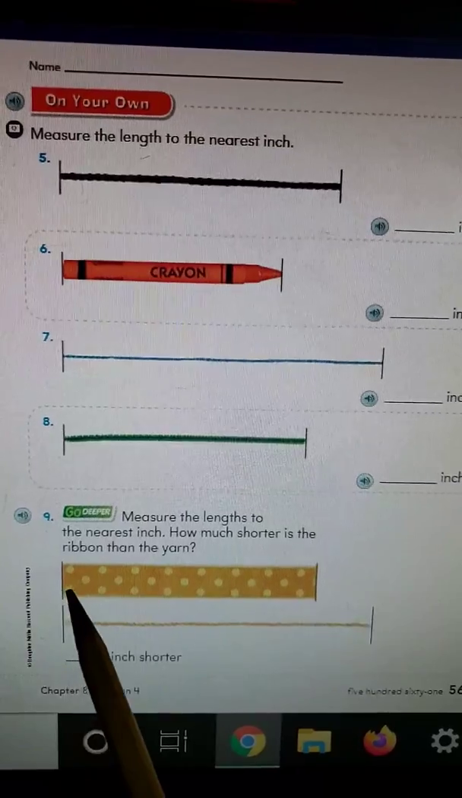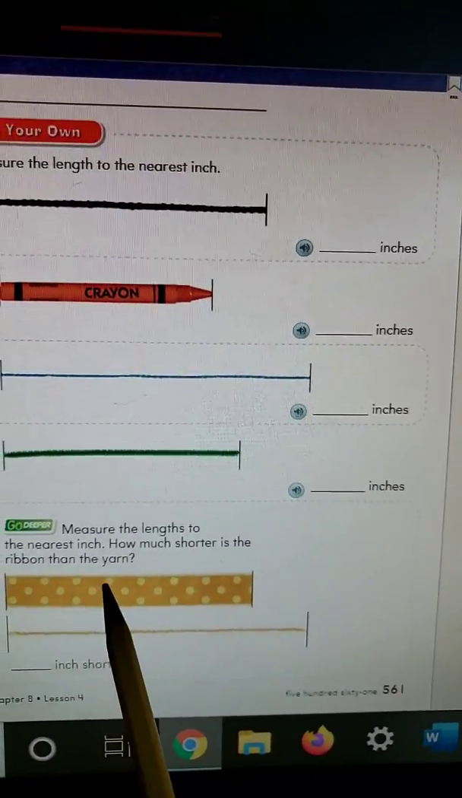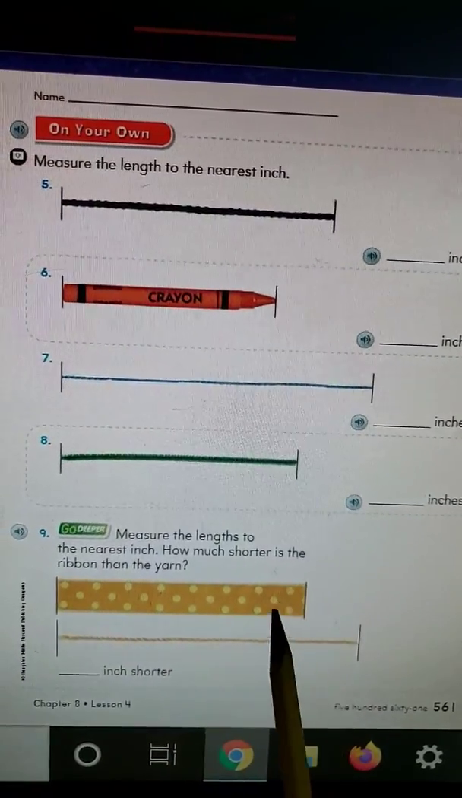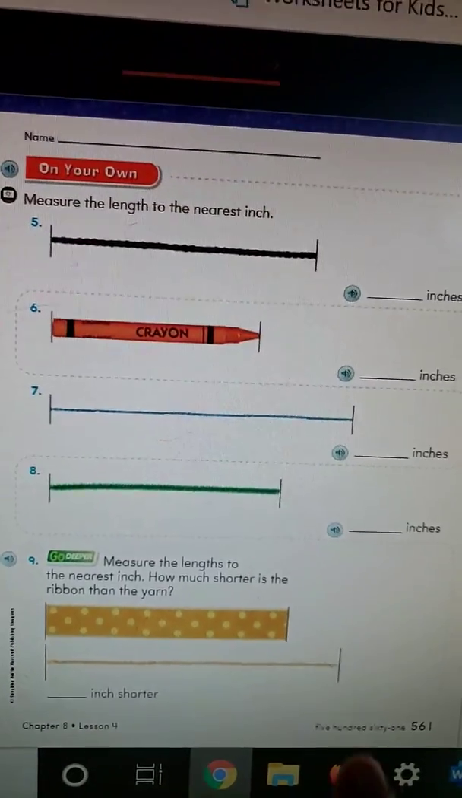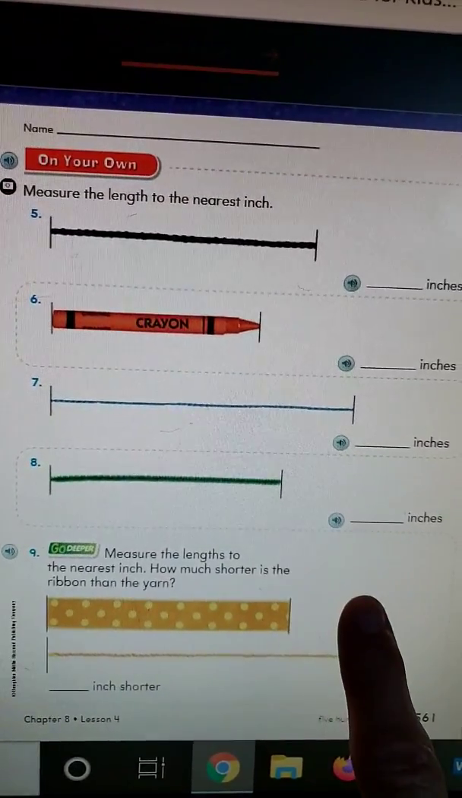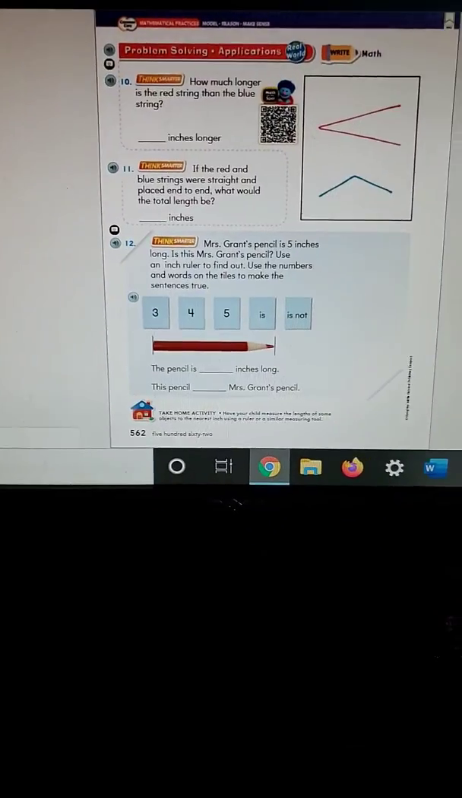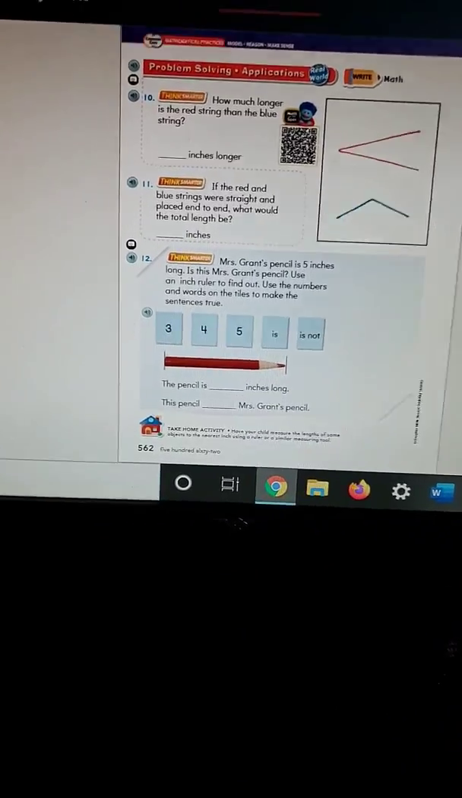Then I'm going to look at the ribbon and measure that. Then that means I have to subtract the ribbon length from the string length. That's going to tell me what the difference is between the two. It's going to give me the measure that's right here, okay? Next page. This wants to know how much longer is the red string than the blue string.